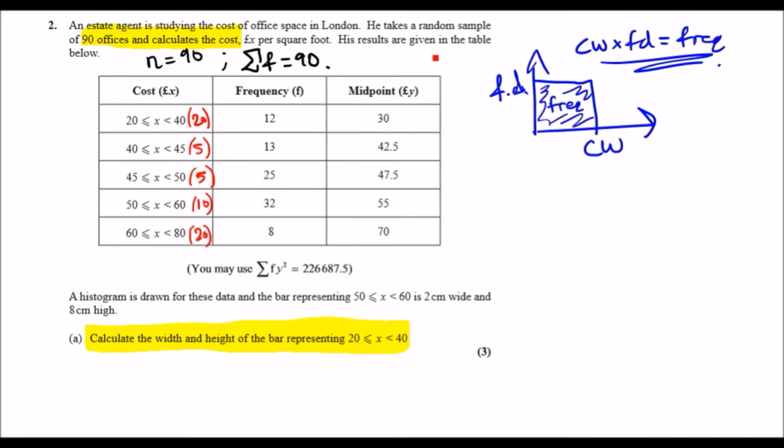Now we just make an extra column and call it frequency density. Using this formula, let's calculate the frequency densities of all of them. First things first, frequency density equals, using the formula, frequency over class width. So in your calculator, the first one will be 12 over 20. Keep as a decimal. You get 0.6. Then 13 over 5 is 2.6, and so on. Keep doing this until you get all the relevant results. 8 over 20, I think it's 0.4, yep.